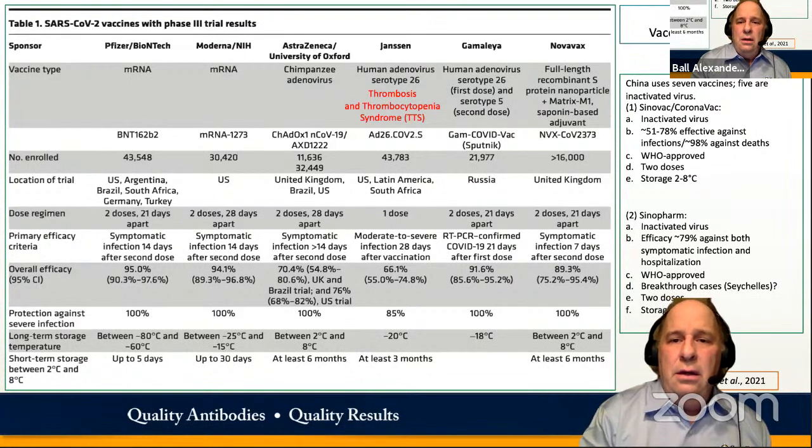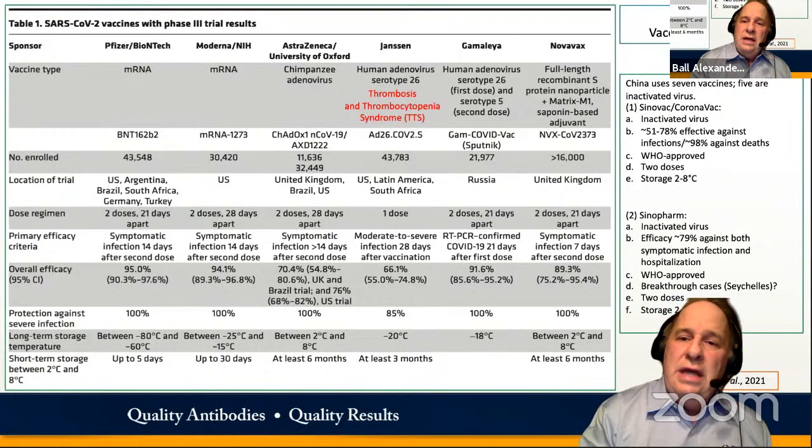The Gamaleya is one that was produced in Russia, and so it's been in that part of the world and sent to other countries. We'll see how many in a moment. So Russia, 2 doses, 21 days apart, reportedly high efficacy, 100% protection against severe disease, but also needs to be at sub-zero temperatures.